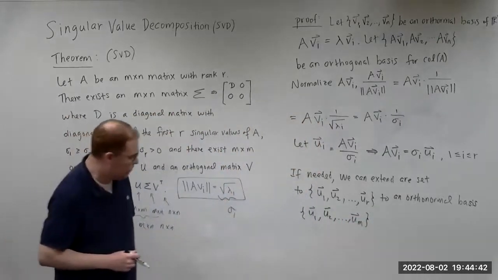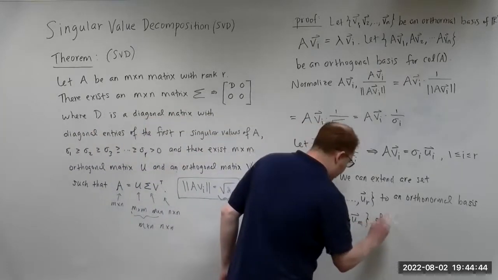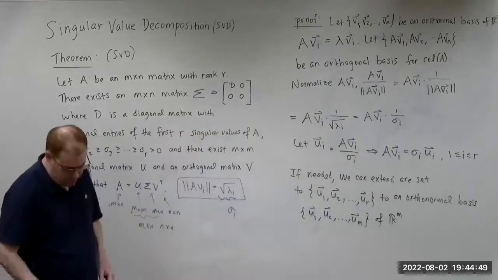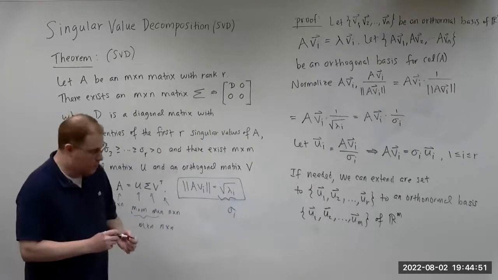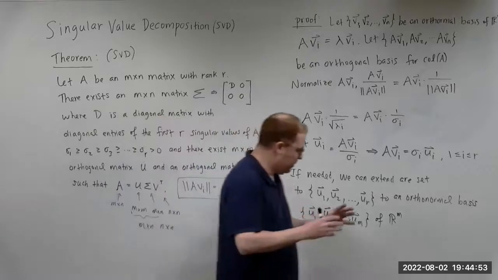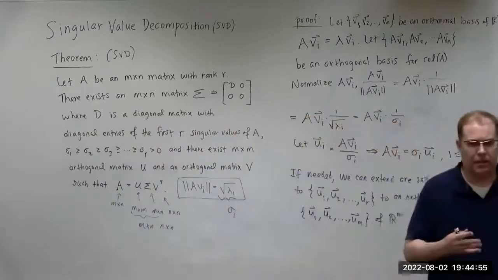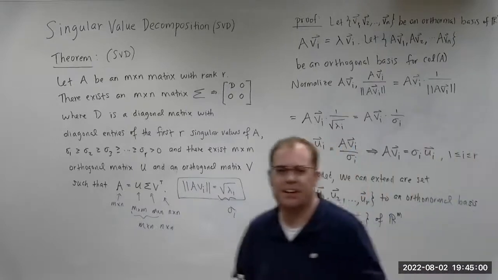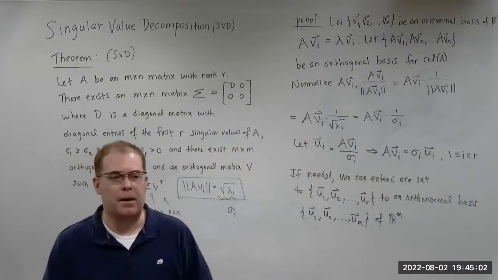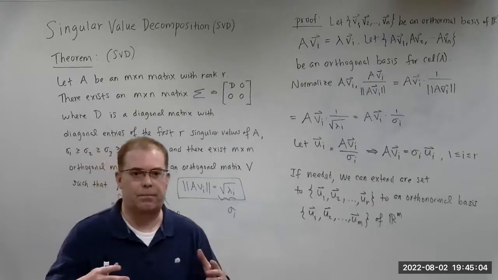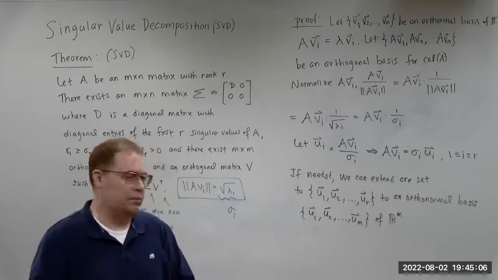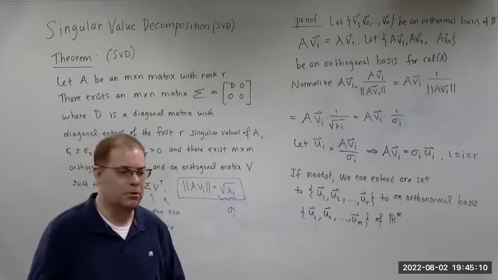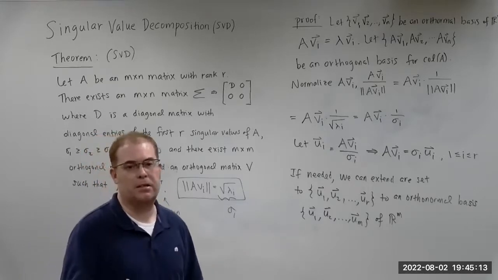So we can do that, of our vector space R sub M. And that can be done, if you're given a collection of vectors and you want to extend it, basically if they're orthonormal bases and you want to extend those, then use a process called the Gram-Schmidt process.